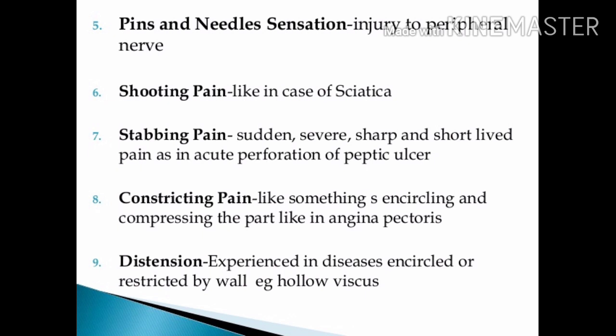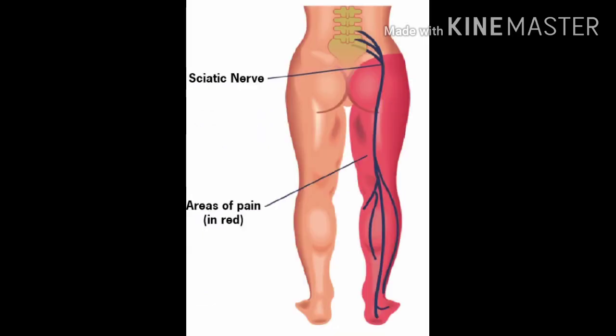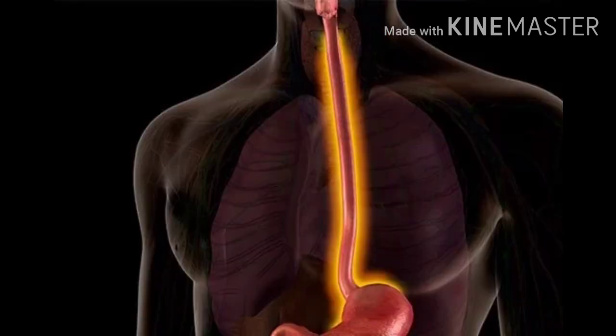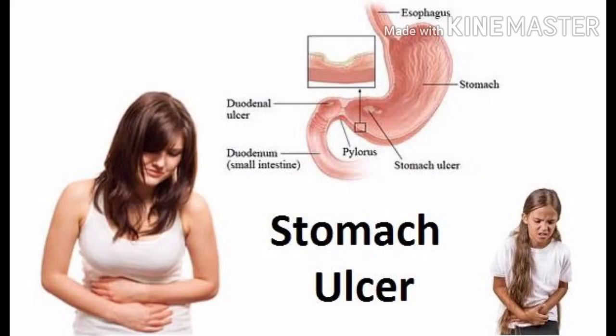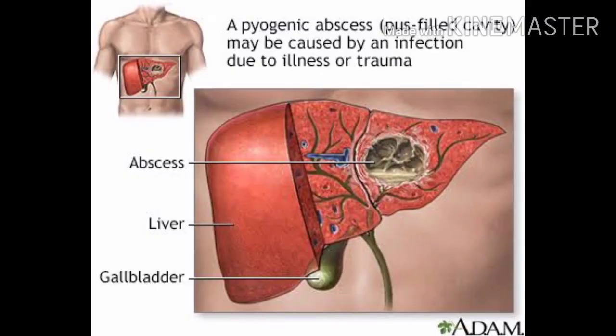For example, if anybody is feeling shooting pain in one side of the leg, that may be due to sciatica. Maybe the sciatic nerve is involved. If a person is feeling burning chest pain, it may be reflex esophagitis or it may be a peptic ulcer. If he is feeling some throbbing pain, it may be a pyogenic abscess. If he is feeling a pricking needle pain, it may be a peripheral nerve injury.